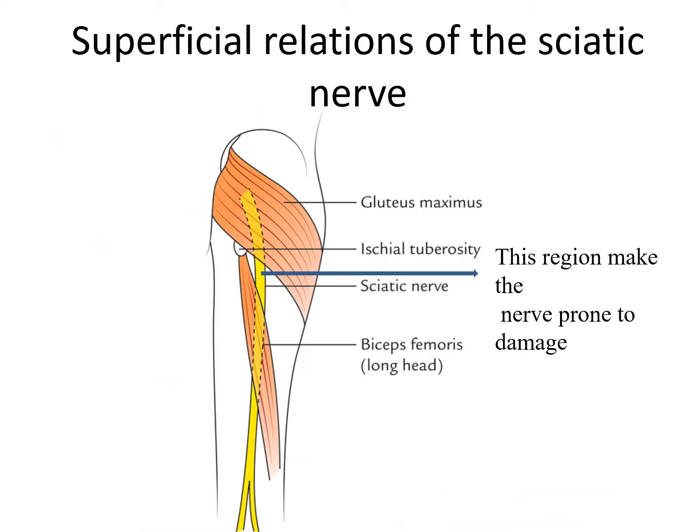Superficial relation of the sciatic nerve. Deep to the gluteus maximus muscle, it is mostly protected, because this is the thickest muscle of the gluteal region. Between the lower border of the gluteus maximus and the long head of the biceps femoris, in this region, the nerve is prone to damage.